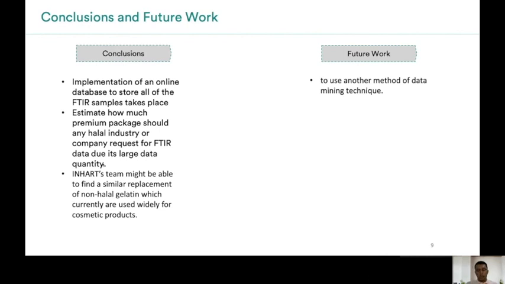One of the issues that we have currently is that gelatin used for cosmetics, for example, mostly comes from pork. But by doing this kind of analysis, this kind of pattern, maybe one day we can find the similarity between sample sets and pork. And for future work, we're planning to use another data mining technique. Okay, I think that's it from me.